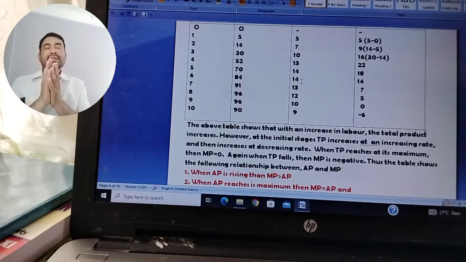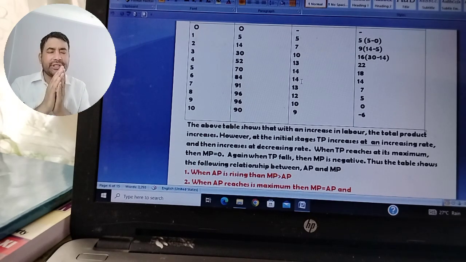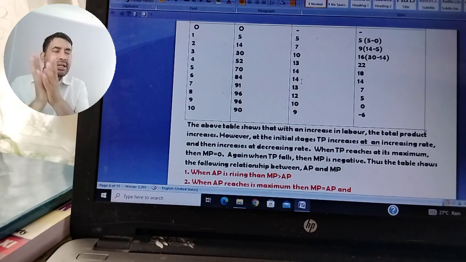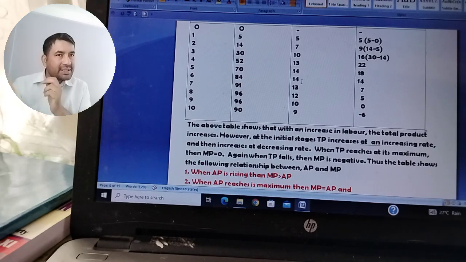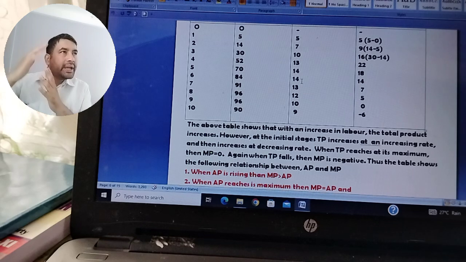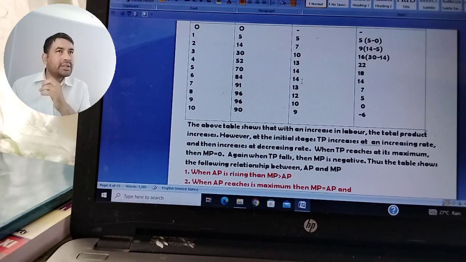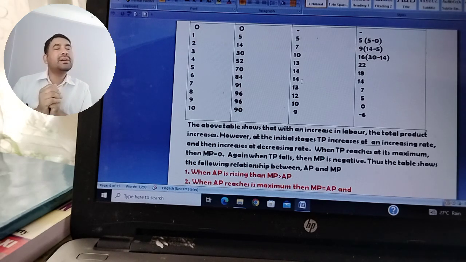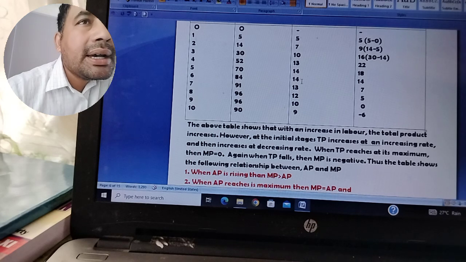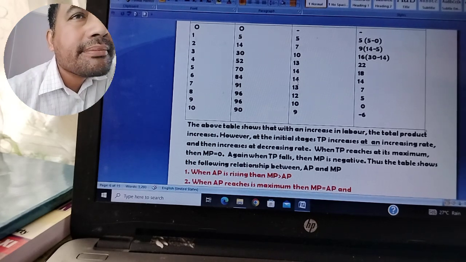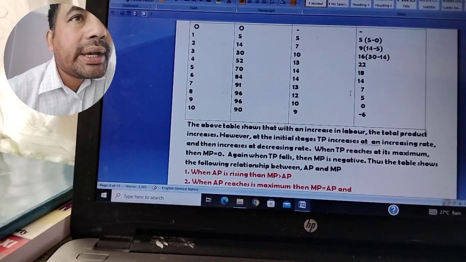See, again I'm saying, when AP is increasing, that is when TP is increasing, both AP and MP are increasing. But the rate of increase in MP is much greater than the rate of increase in AP. When AP reaches its maximum point, then the value of AP would be equal to the value of MP. When TP becomes maximum, AP becomes maximum, then AP is equal to MP.